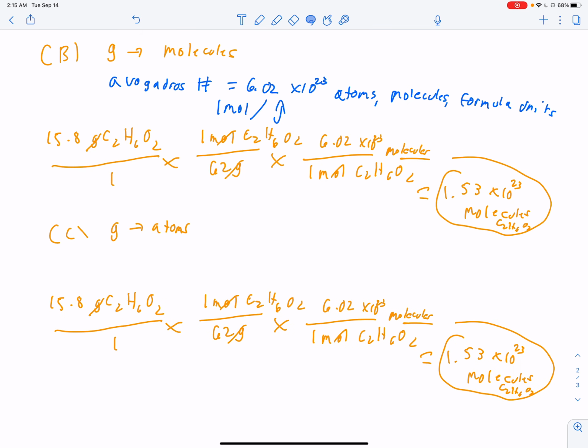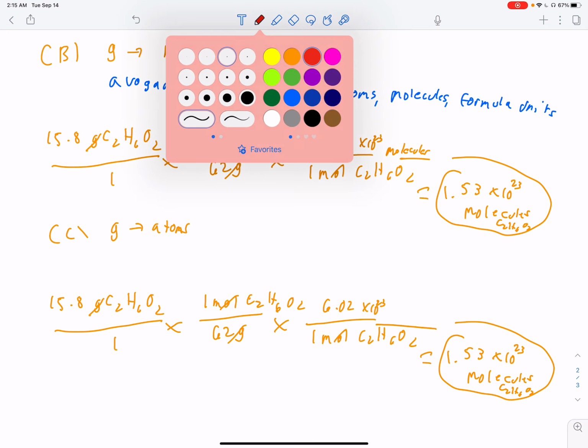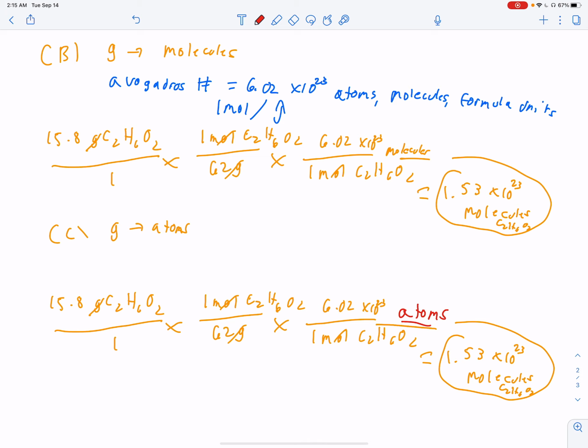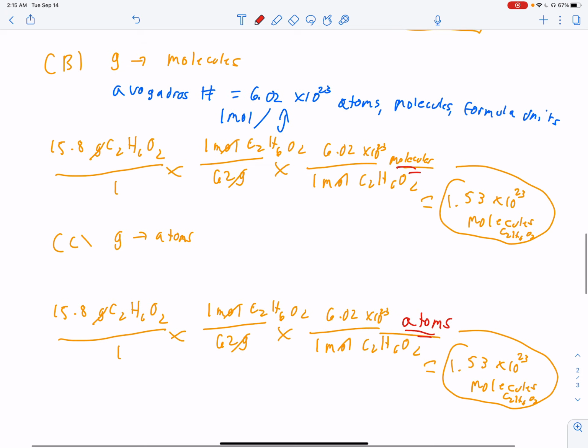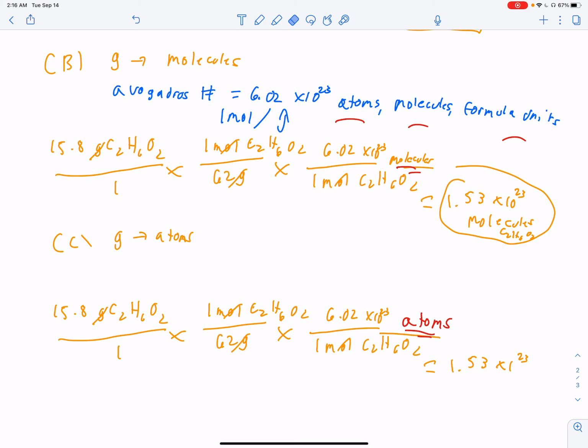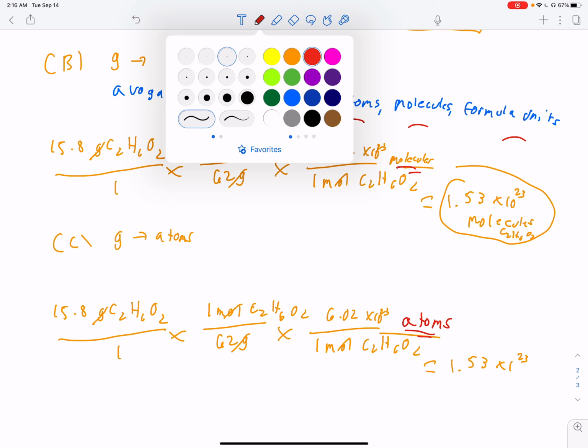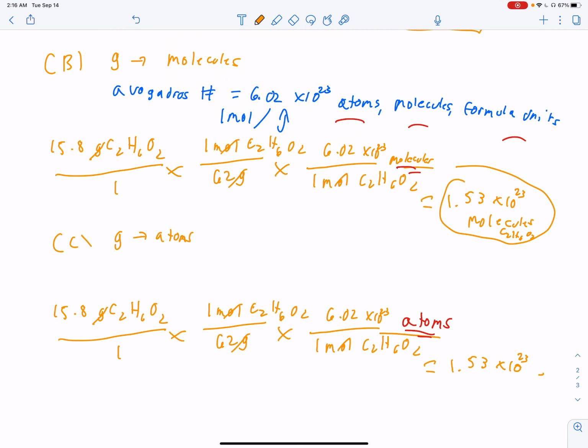Okay. The only difference between going from grams to atoms and grams to molecules is simply this unit at the end. Instead of it being 6.02 times 10 to the 23rd molecules, it now becomes atoms. So remember, from Avogadro's number, 6.02 times 10 to the 23rd can be of atoms, molecules, formula units, etc. So that's the only difference here, it's no longer molecules, it's atoms. So it's 1.53 times 10 to the 23rd atoms of C2H6O2. Now that's not always going to be the case where the atoms are easy to deal with.